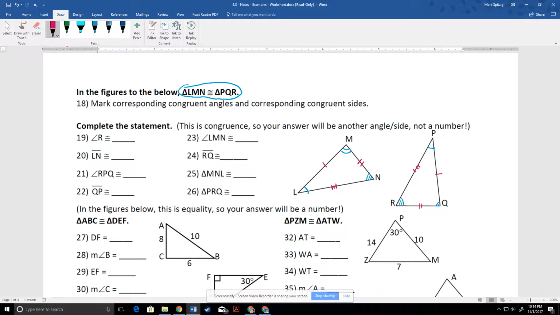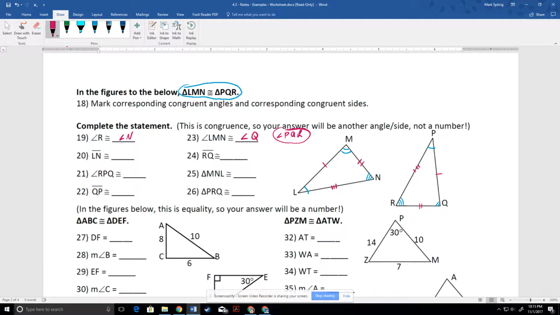Complete the statement now. Angle R is congruent to angle N. Angle LMN, right? So basically that's just this angle, that's angle M essentially, would be congruent to angle Q, which we could just call angle Q. And again, I'm all for making it simple. Of course, you could have also P, Q, R, as long as Q is the vertex there, we should be good.